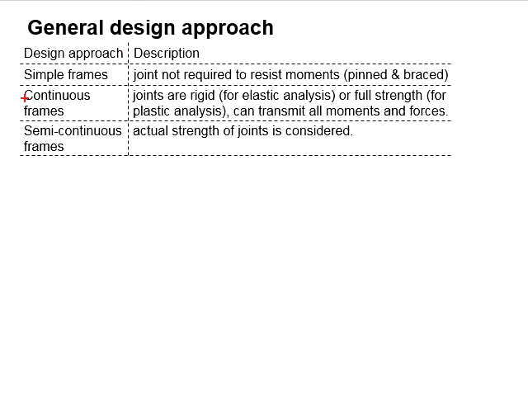If you are designing for the continuous frame, the joint will be considered rigid and able to carry the full strength of the members, and the joints must be able to transmit all the moment and forces from one member to another. As for the semi-continuous frame, you will need to determine the actual strength of the joint for the design.